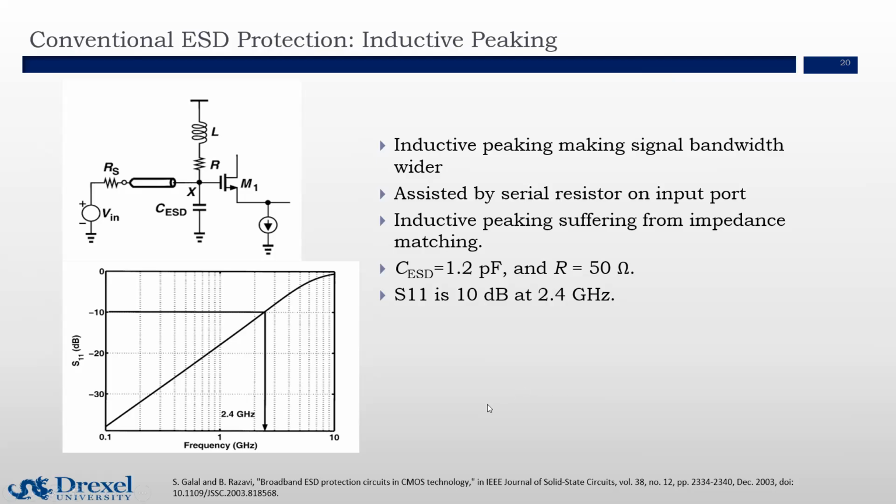And in this example, we also test the S11, or the reflection, on the input node. We want the reflection to be as small as possible. So the simulation result shows a minus 10 dB reflection at 2.4 gigahertz. If we want the reflection to be as small as possible, we have to make our input frequency smaller, indicating that our signal bandwidth is limited within 2.4 gigahertz.